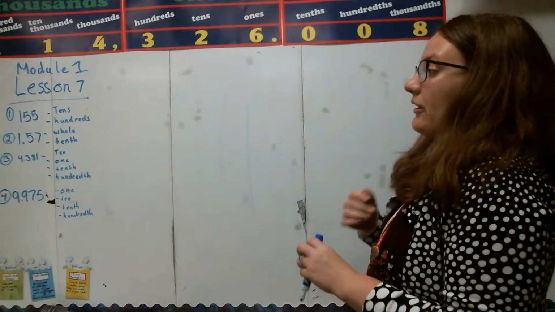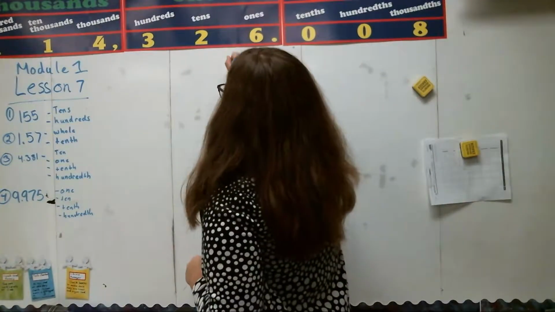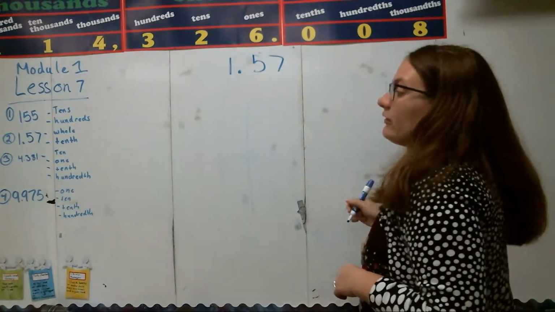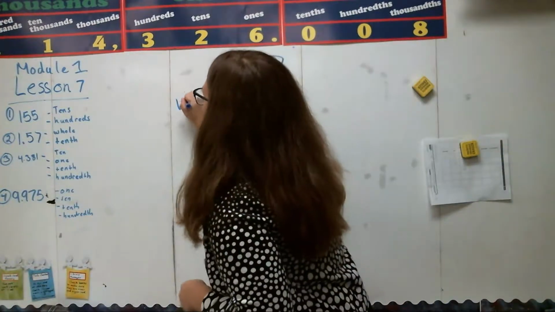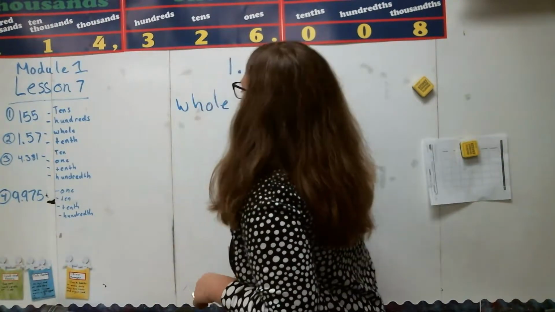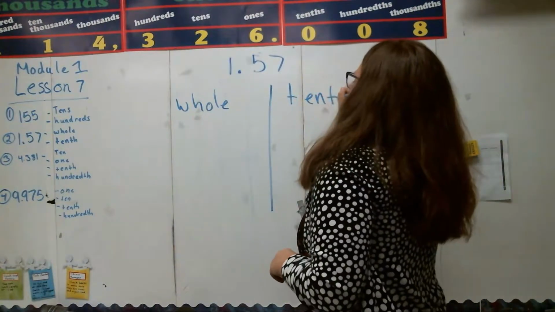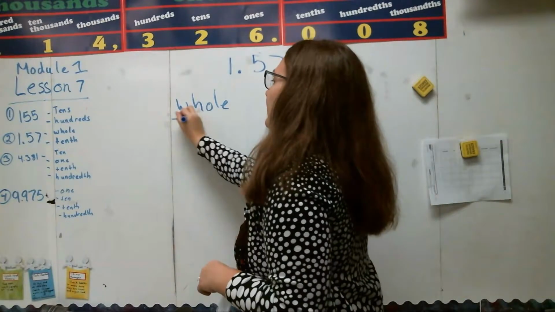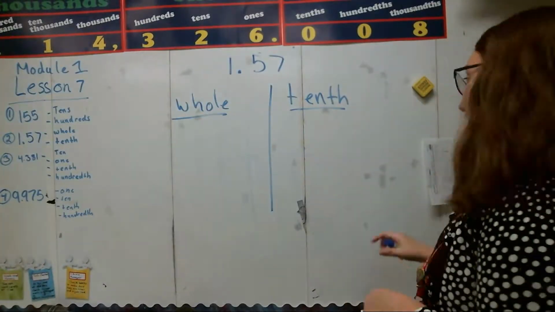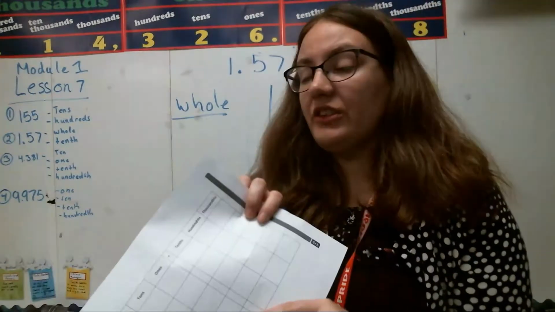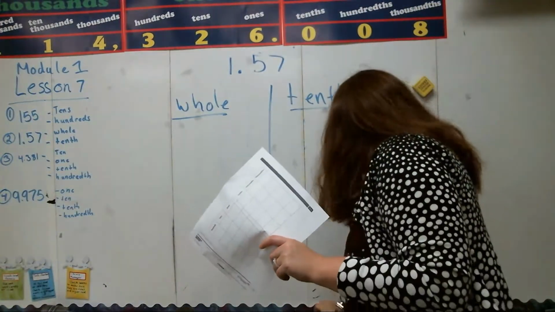And our next problem, we are going to be taking this number 1 and 57 hundredths, and we're rounding it to the nearest whole number, and we're rounding it to the nearest 10th. So we're rounding it to the nearest whole number and the nearest 10th. And again, I'm going to be using my template chart. I'm just going to be using the other side now.